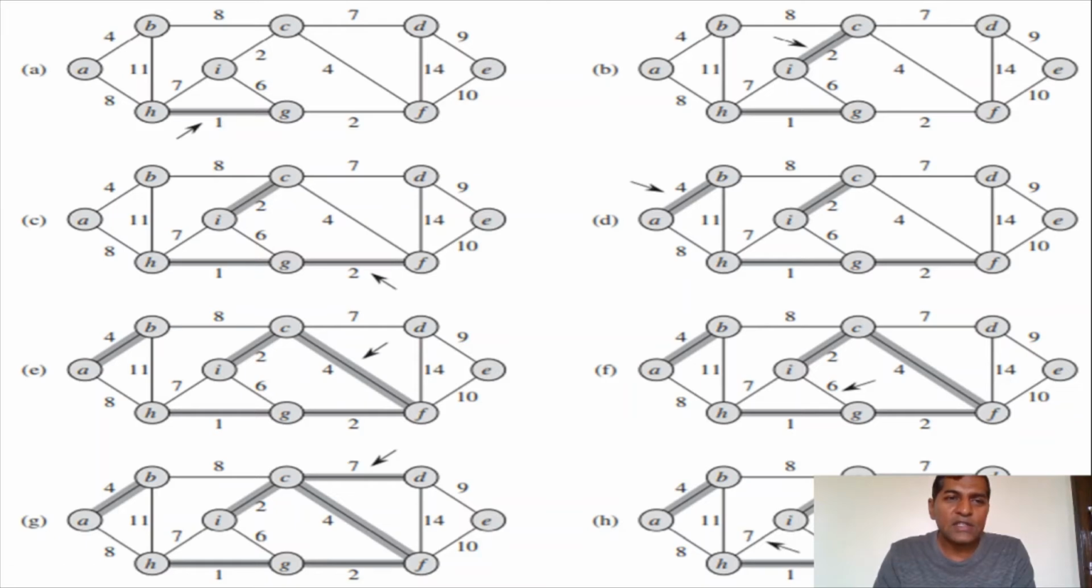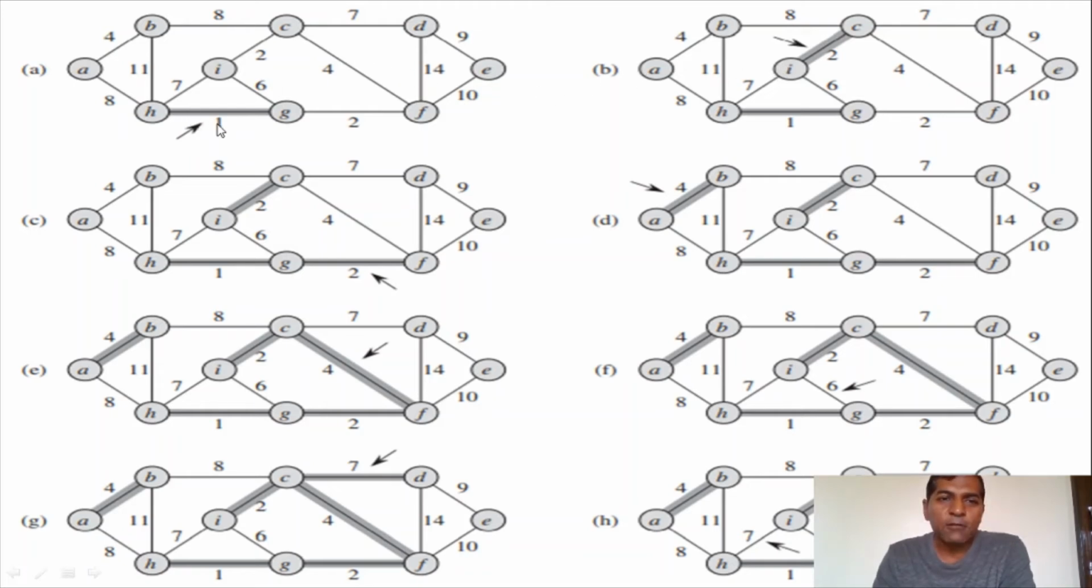We'll check whether this edge H and G is connected somewhere. Is G connected to F? No. Is H connected to I and A initially? No. That is why we'll choose this edge H and G with weight 1. Once we do it, we have this edge included in the minimum spanning tree.